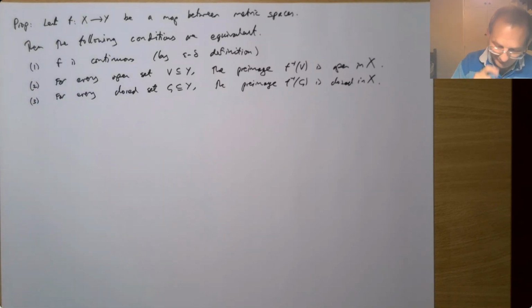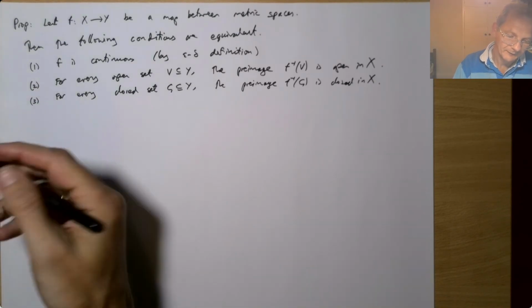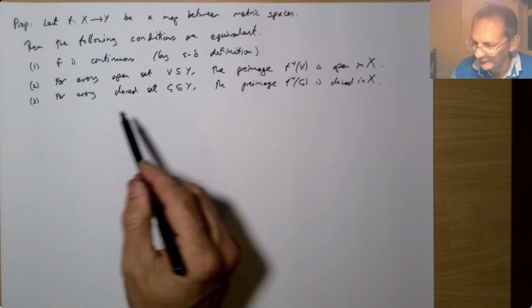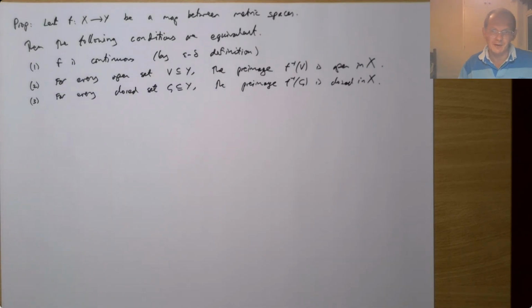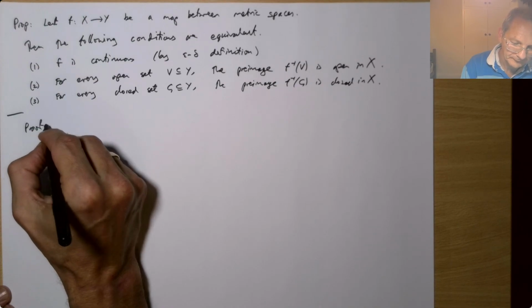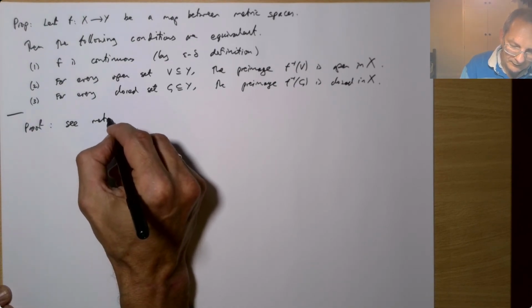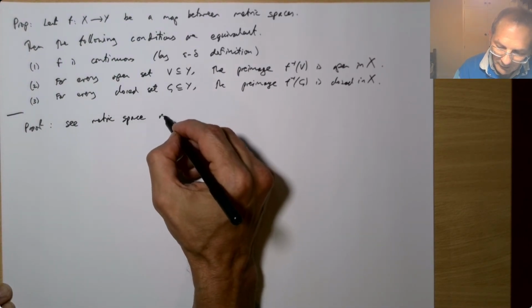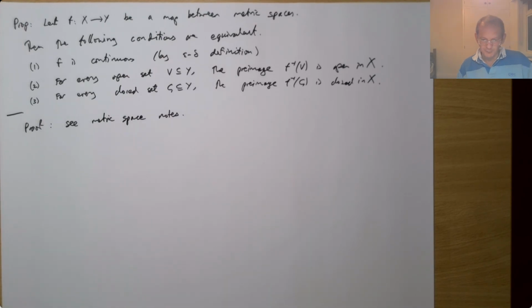So here are three different things that are equivalent to each other. If we know that f is continuous, then it follows that the pre-image of every open set is open, and the pre-image of any closed set is closed. Similarly, if we know that the pre-image of every open set is open, then it follows that the map is continuous. The proof I'm not going to give here, I'm just going to remind you that this is true. It's in the notes on metric spaces, or in just about any book on metric spaces as well. And in the next video we'll see how this leads us on to the general definition of topological spaces and continuity of maps between topological spaces.